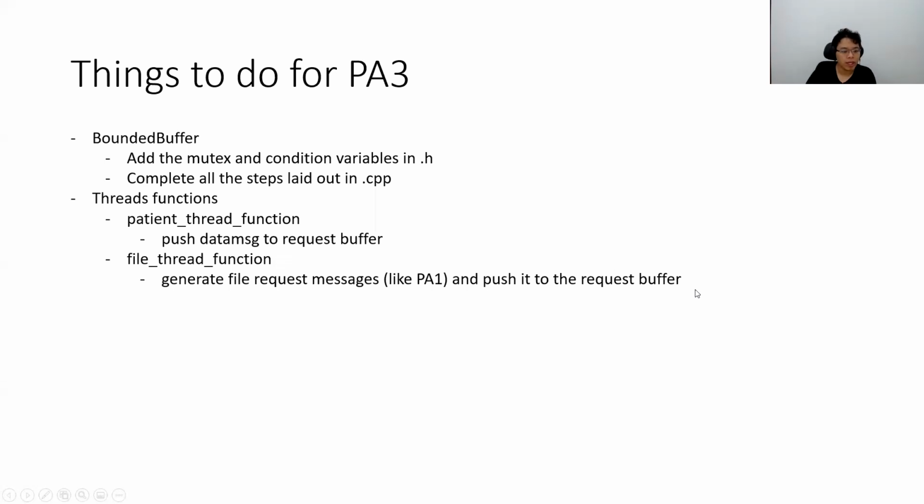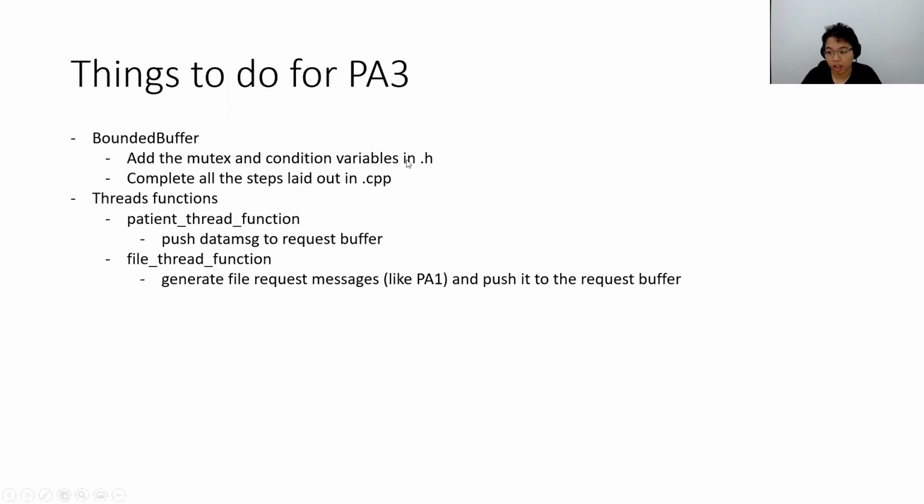So, things to do for PA3. As I mentioned before, in the bounded buffer, you would add the mutex and the condition variables. There will be one mutex for locking threads, and two condition variables to keep track of push and pop. The two condition variables would be slot available and data available.